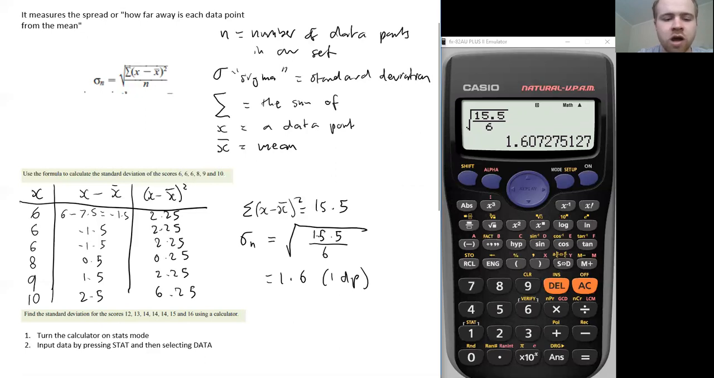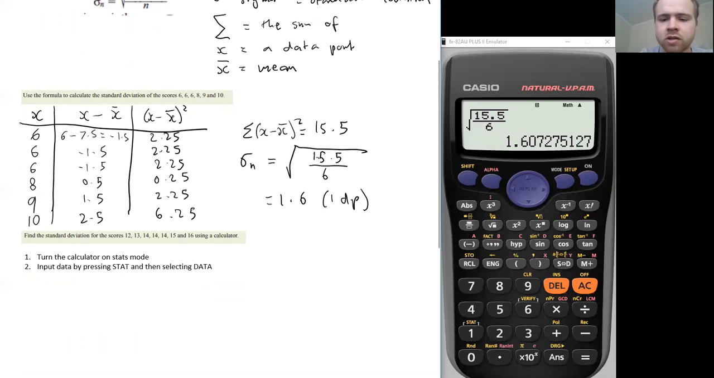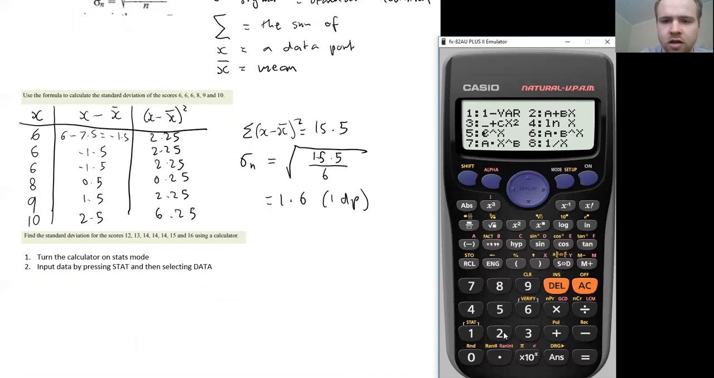Thankfully, there's a way we can do it on our calculator. Using the calculator is also a little tricky, so I'm going to walk you through it, but it is easier than doing it manually like we just did. The first thing we need to do is turn the calculator on to stats mode. If we look up at the top right, we see mode. We're going to click mode, and then click 2 for stat, and then we just press AC.